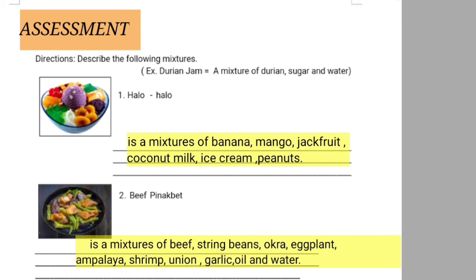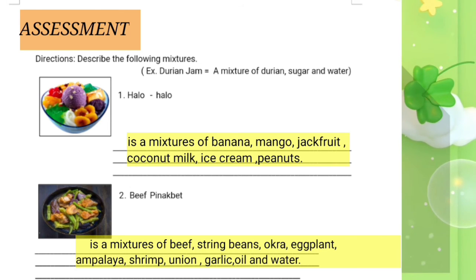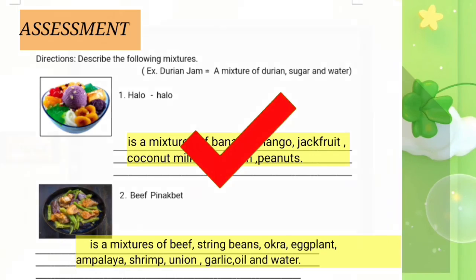If your answers are: halo-halo is a mixture of banana, mango, jackfruit, coconut milk, ice cream, peanuts. Beef pinakbet is a mixture of beef, string beans, okra, eggplant, ampalaya, shrimp, onion, garlic, oil, and water. That's correct.